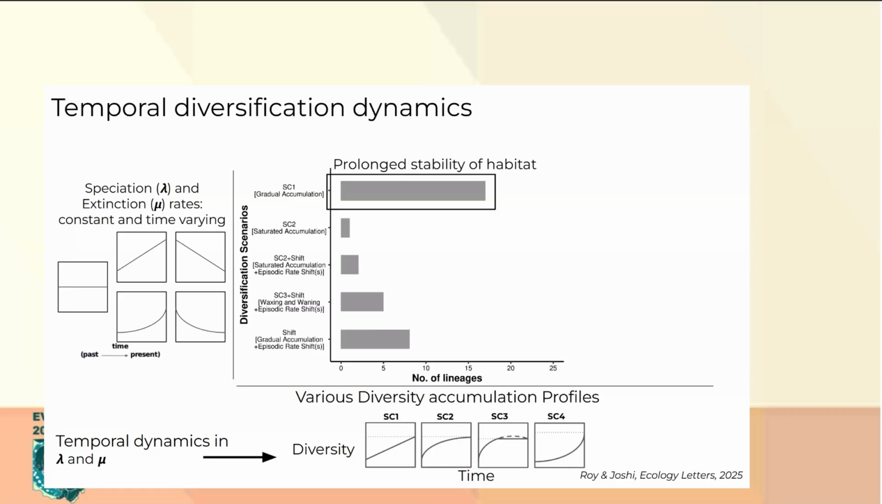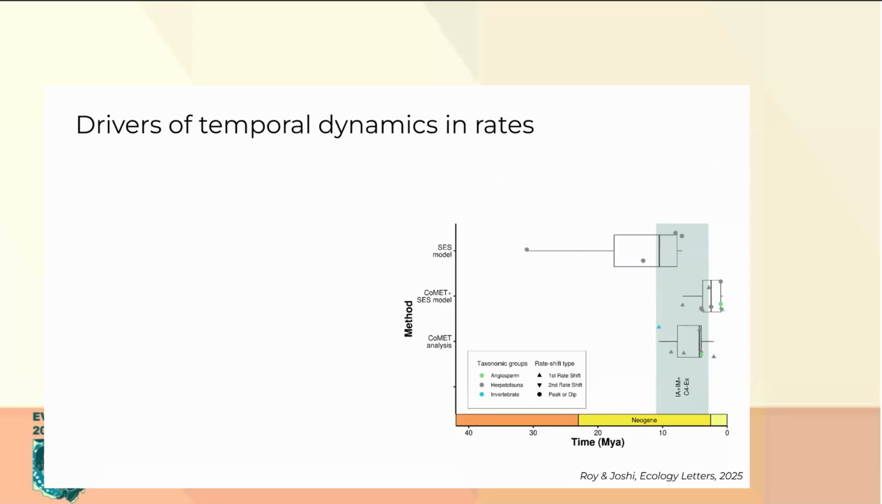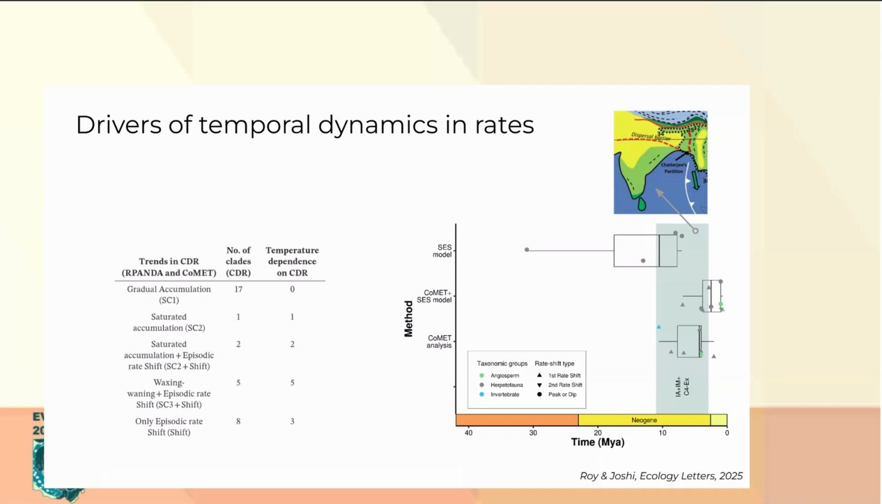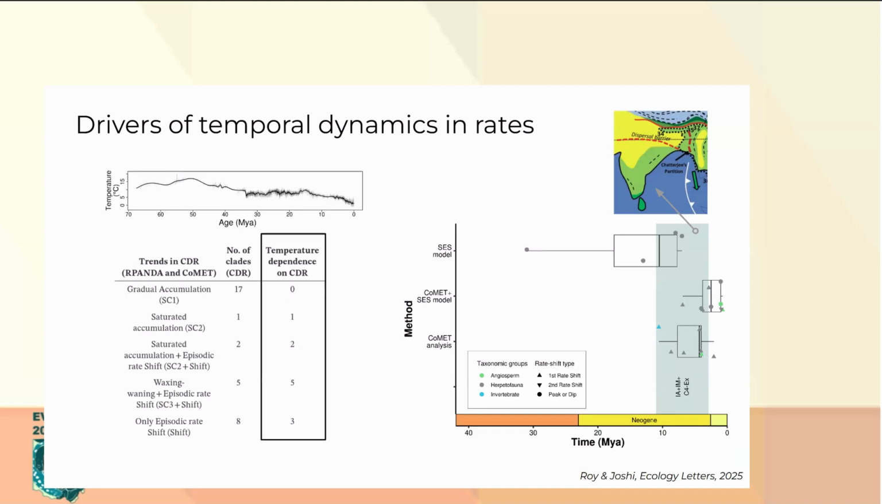But there was also a good amount of prevalence of temporal dynamicity leading to the other diversity accumulation profiles, and quite a few of the lineages actually showed very abrupt episodic rate shifts, which happened at a time when the peninsular Indian landscape was going through intensified monsoon seasonality and acidification. And additionally, the dynamicity in the speciation rates was also contributed by the paleo temperature dynamics, and it became more stark towards the Quaternary when there was a very sharp decline.